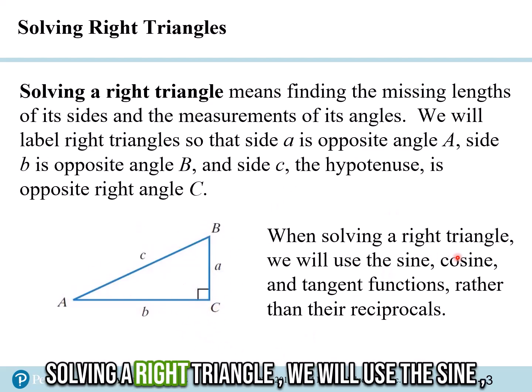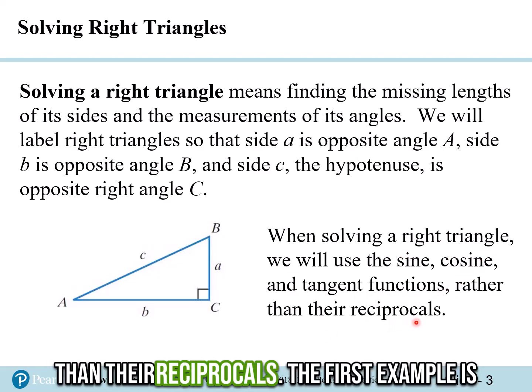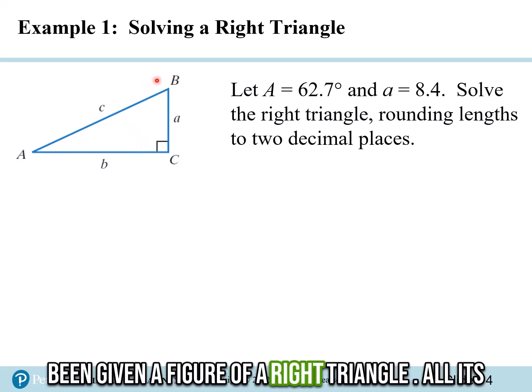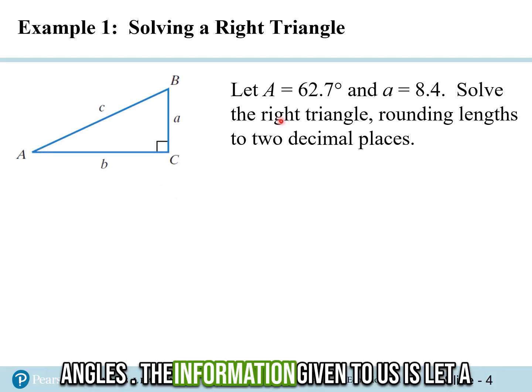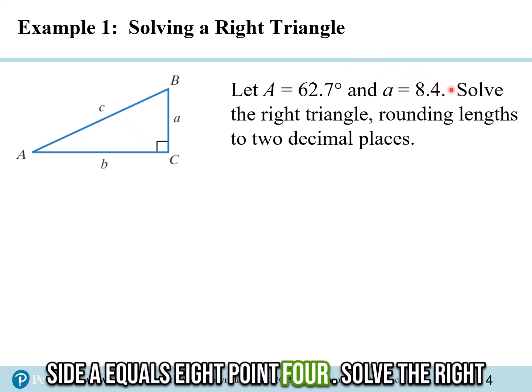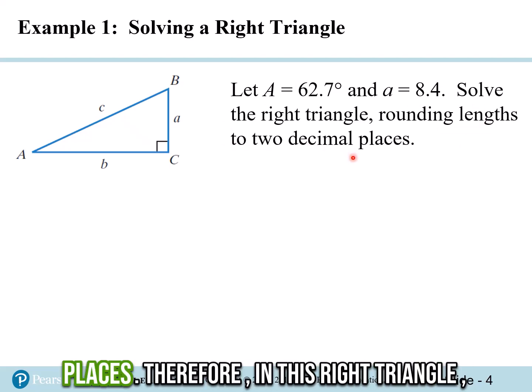Now, when solving a right triangle, we will use the sine, the cosine, and the tangent functions rather than their reciprocals. The first example is about solving a right triangle. Here we've been given a figure of a right triangle. All its sides are properly labeled as well as all its angles. The information given to us is: let A equal 62.7 degrees and the side a equals 8.4. Solve the right triangle rounding lengths to 2 decimal places.